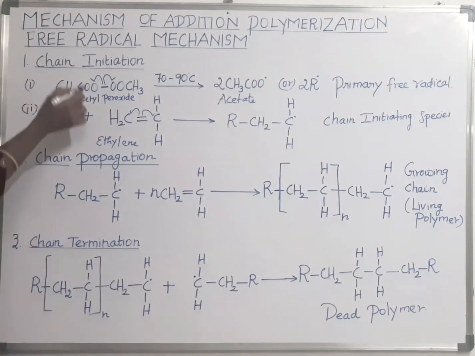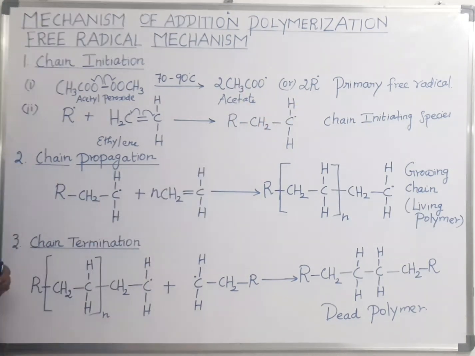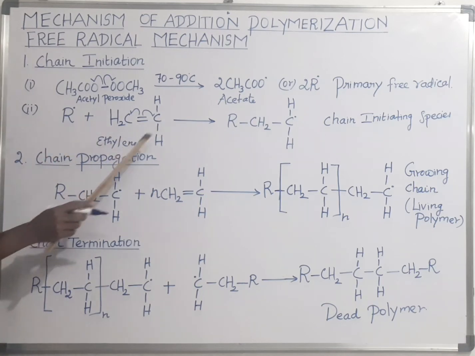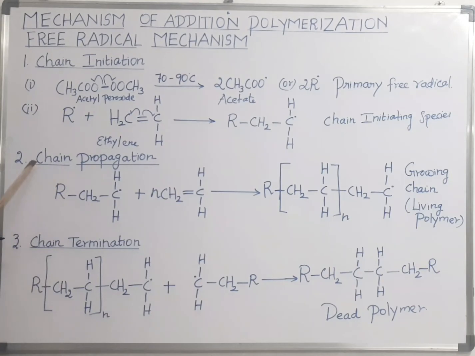So the chain initiation reaction involves two steps. First step is the formation of primary free radical. The second step is addition of primary free radical with first monomer to form a chain initiating species. Let us see the second step.